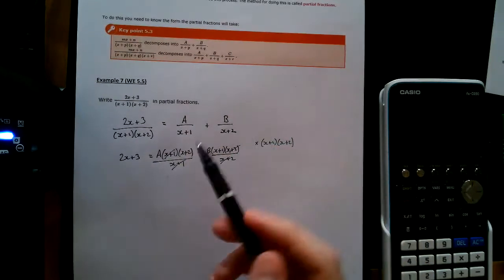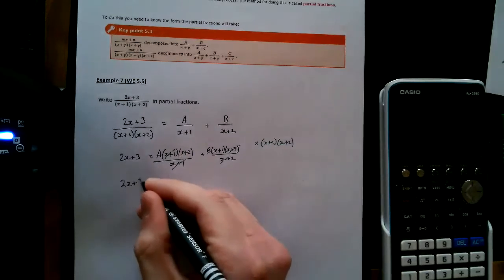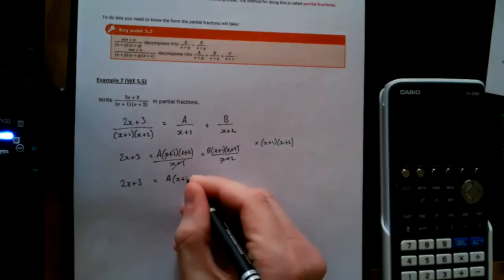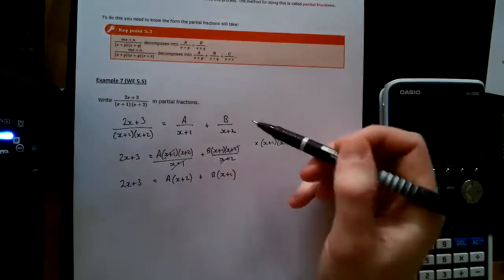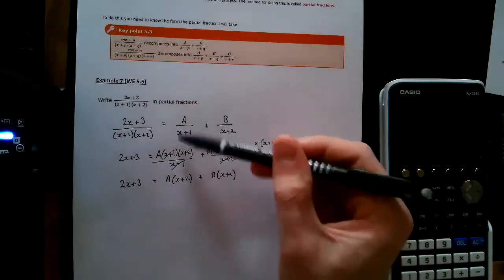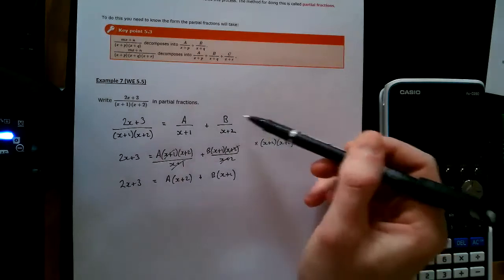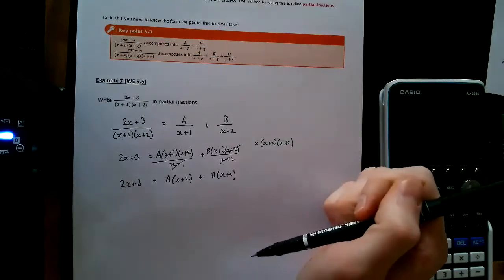Once you've had a lot of practice, you can skip this step and go straight to 2x + 3 is A lots of (x + 2) plus B lots of (x + 1). If you look back at the original, when I times by (x + 1)(x + 2), this fraction cancels out the (x + 1), so we just get left with the (x + 2). And this fraction cancels out the (x + 2), so we're just left with the (x + 1).